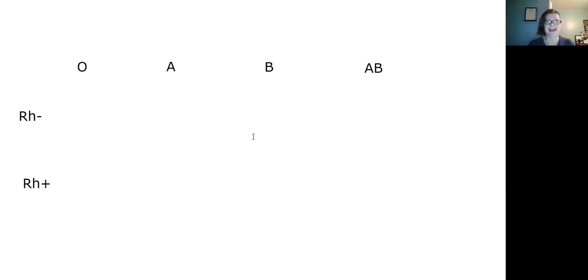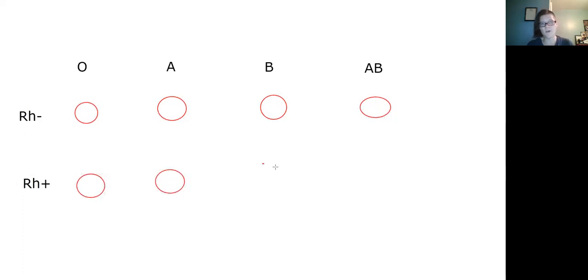Okay, but what does that actually mean? Like, what does this come down to in terms of blood? To understand this, we need to look at some blood cells. So I am going to provide some cute little blood cells so that we can see what these letters and pluses and minuses actually mean. All right, we'll start with the letters. So I'm going to ignore the pluses and minuses for now.